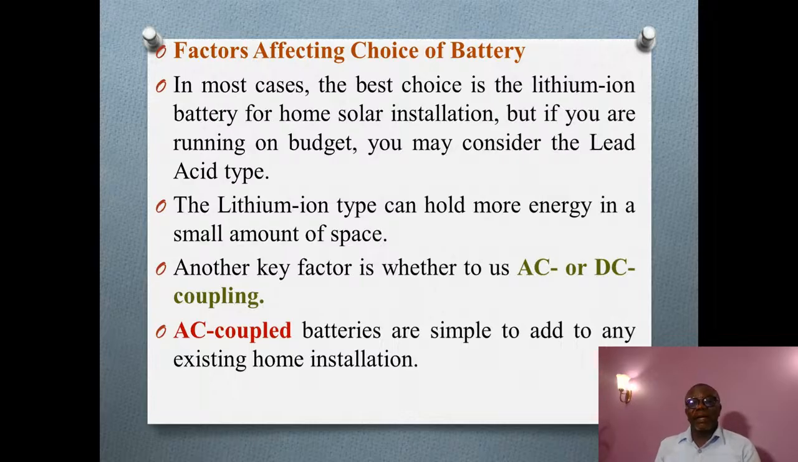Another key factor is whether to use AC or DC coupling. When we talk of AC coupled batteries, we are saying that they are just batteries you can add to an existing home installation. They are very easy for you to add if you are already making use of a solar installation in your home. It may be difficult for you to add a DC coupled battery if you're already making use of an AC coupled battery.